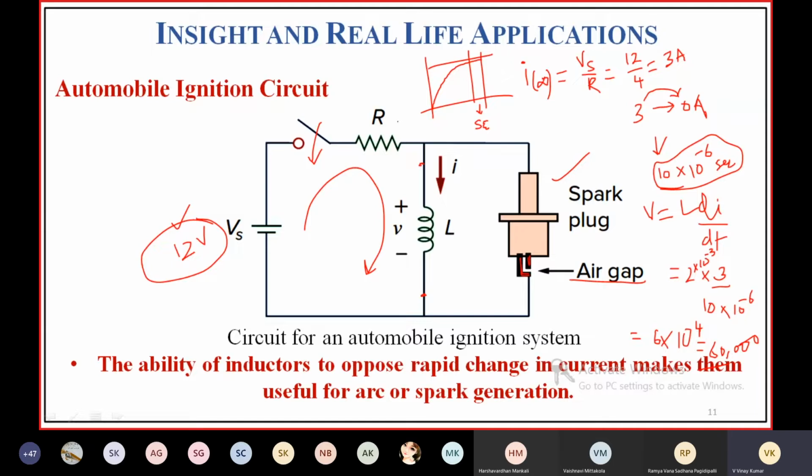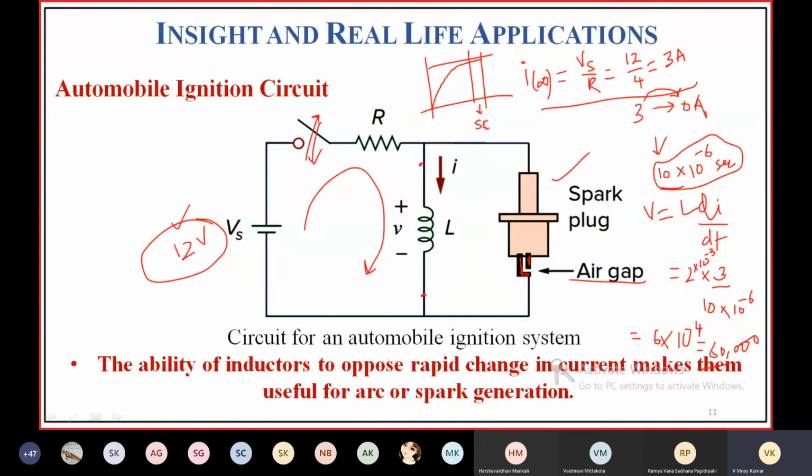First of all, what you are doing is you close the switch. When you close the switch, it gets charged to its final value. Then the final value would be 3 amps. Then suddenly you open the switch.